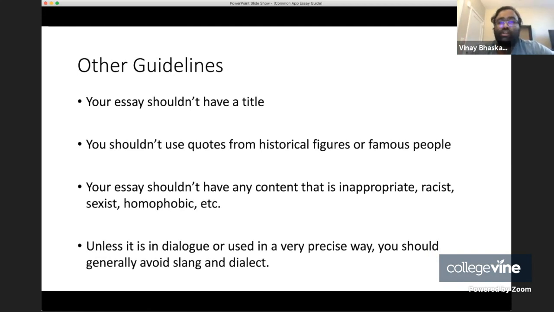Some other guidelines just to keep in mind. First of all, your essay shouldn't have a title. Second of all, your essay shouldn't use quotes from historical figures or famous people. Generally speaking, it's tacky and it wastes space that you could be using to convey your own thoughts and feelings. Your essay shouldn't have any content that's inappropriate, racist, sexist, or homophobic, just good practice and good hygiene against that. And unless it is in dialogue or used in a very precise way, you should generally avoid slang and dialect. Just because, right, you want your essay to be as readable and as comprehensible as possible to everyone involved.